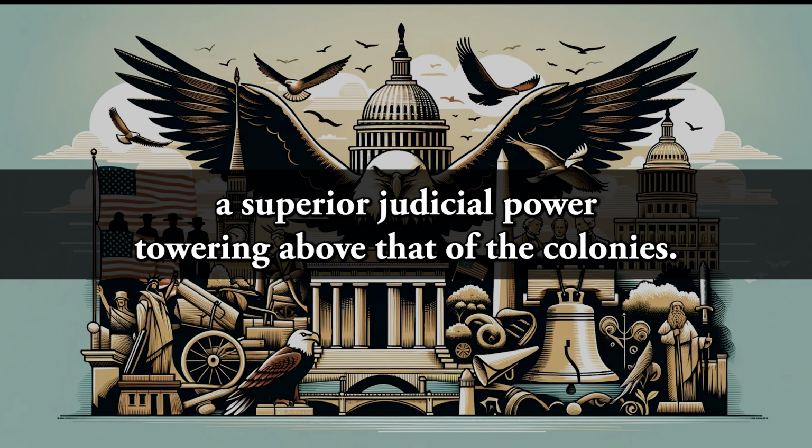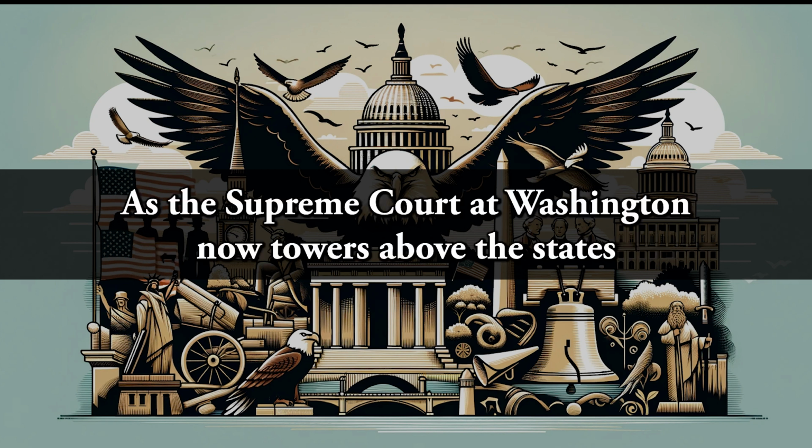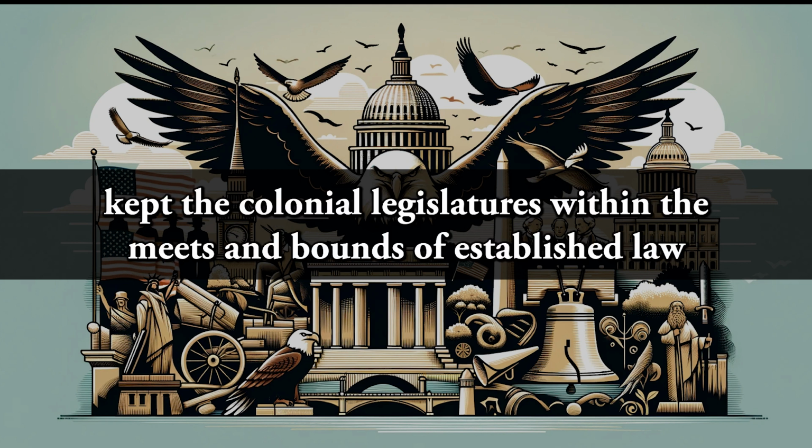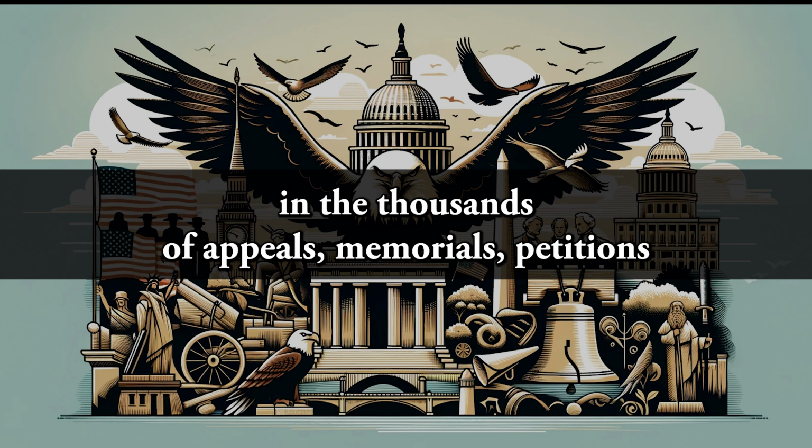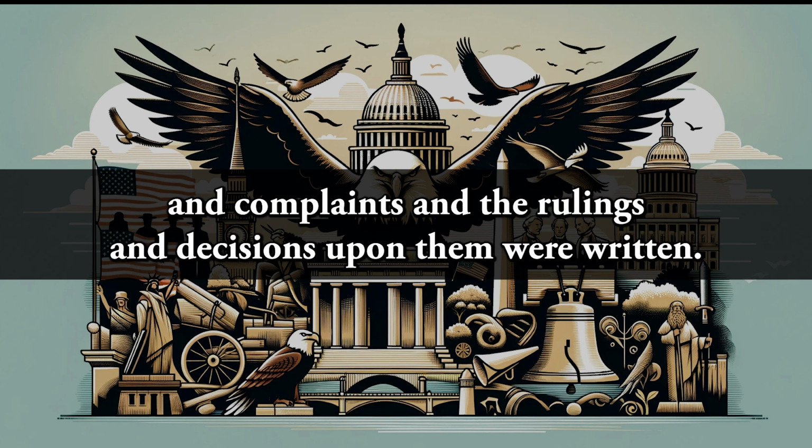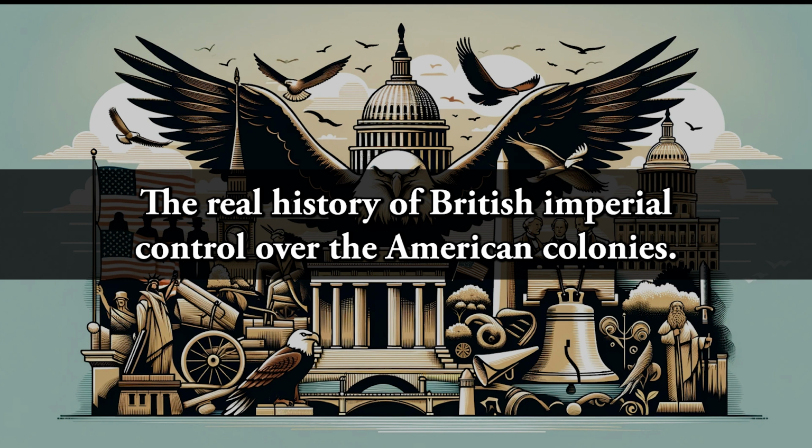A superior judicial power, towering above that of the colonies, as the Supreme Court at Washington now towers above the states, kept the colonial legislatures within the metes and bounds of established law. In the thousands of appeals, memorials, petitions, and complaints, and the rulings and decisions upon them, was written the real history of British imperial control over the American colonies.